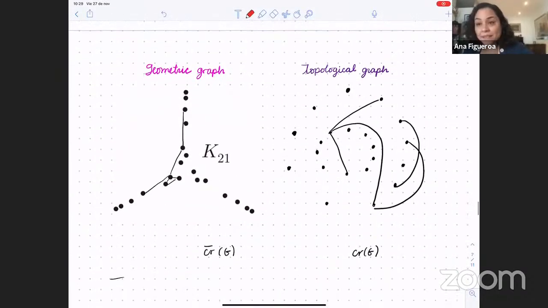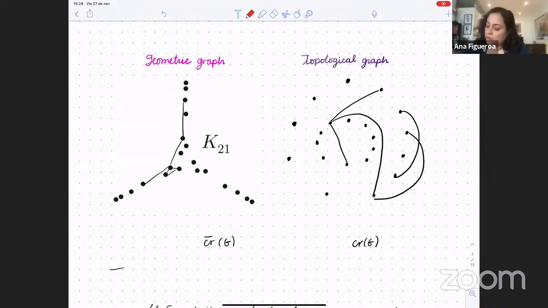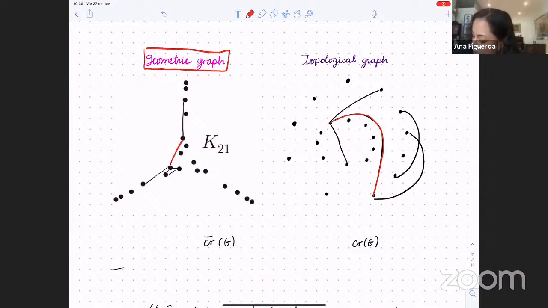So there is a difference between those drawings where I restrict the edges to be straight line segments and just letting them be any simple curve. So I will say that a geometric graph is a drawing in which, if you have an edge, it must be drawn with a straight line segment. And a topological graph is a drawing, as I was thinking about it in the beginning of the talk.